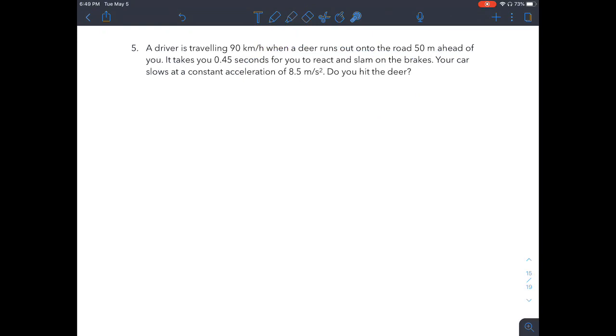Question number 5, we'll do this one together. This is a reaction time question. A little bit more involved, a little bit more to it. So let's see what happens.